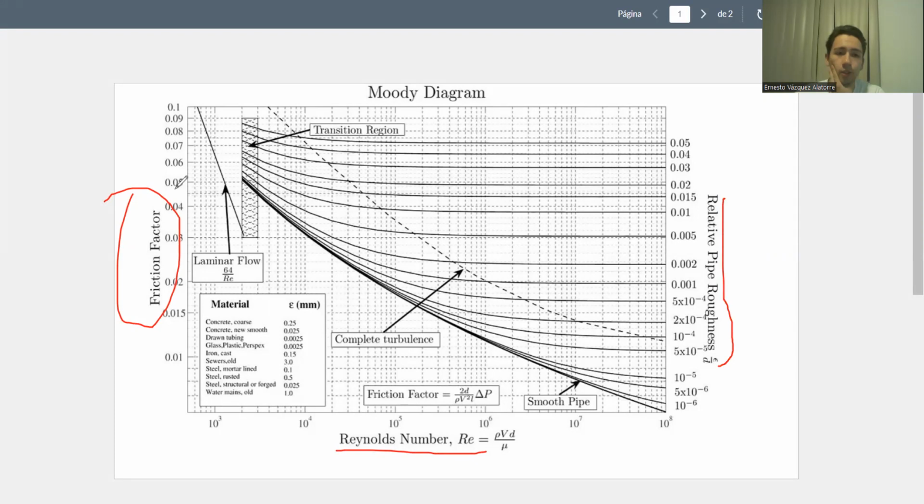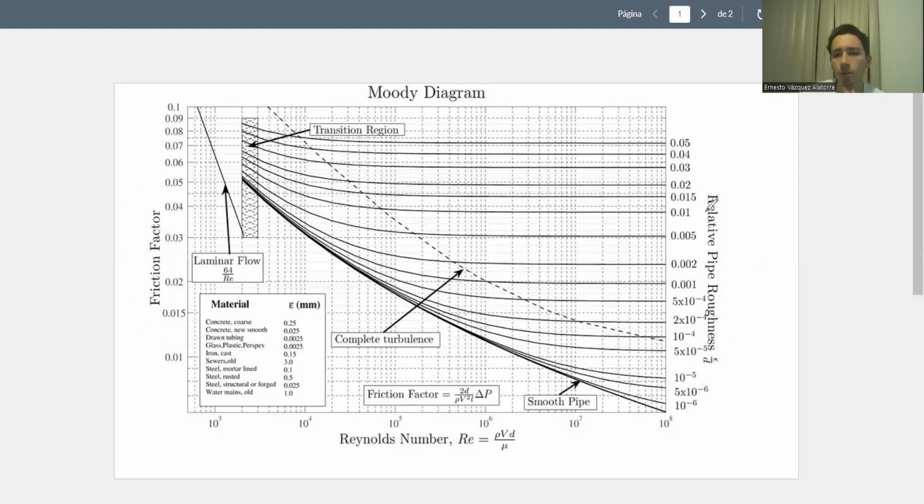First, we have four different regions here: the laminar flow region, the transition region, the turbulent region, and the completely turbulent region on the right. First, we're going to start with the laminar flow.